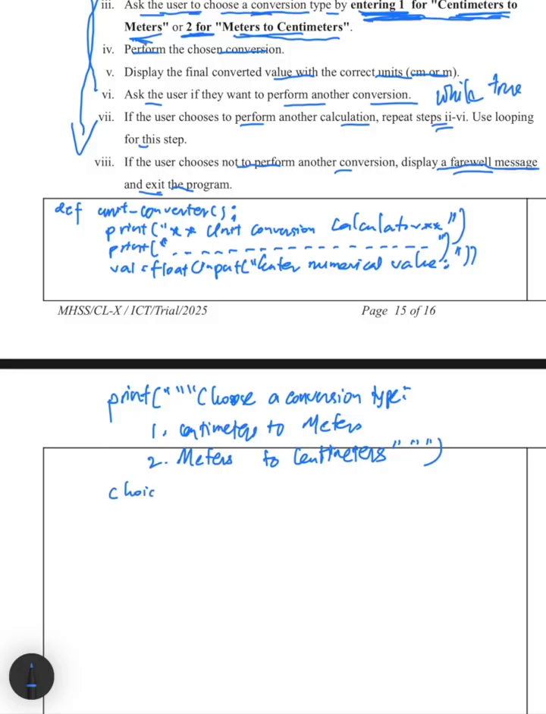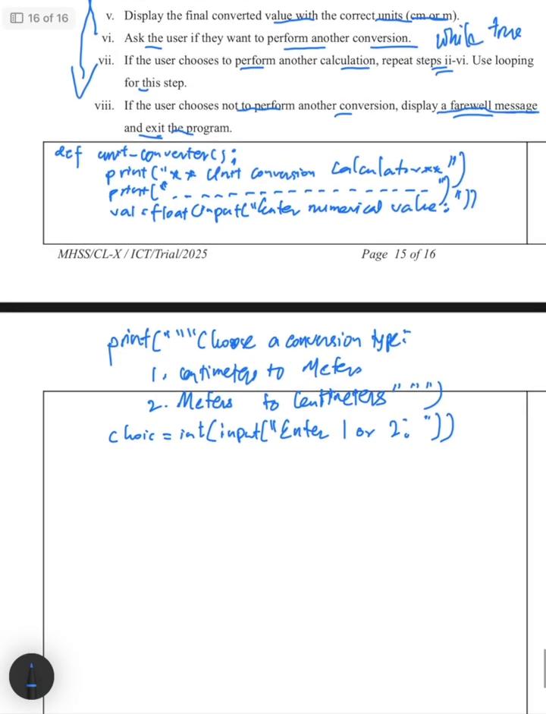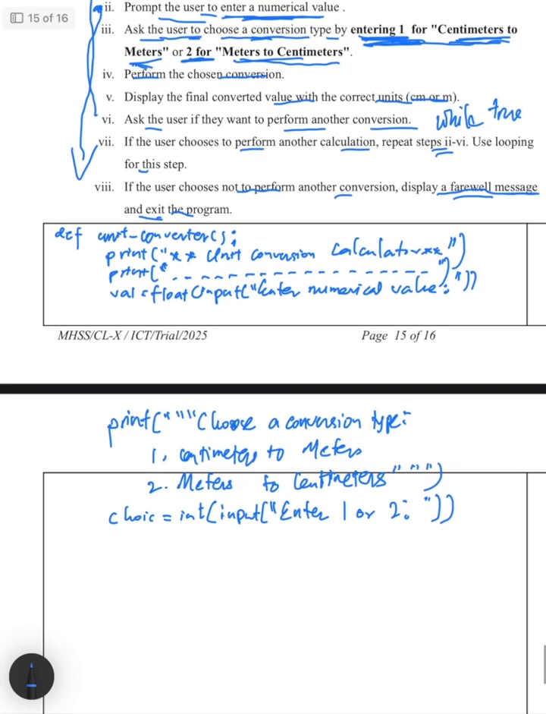So let's say choice. Since it is the number 1 or 2, either they have to choose, it's going to be integer input. So we can say enter 1 or 2. So we are telling the user to enter either 1 or 2. So with that we are done with that. Now we have to perform the chosen conversion.